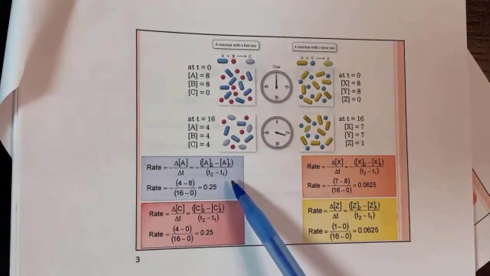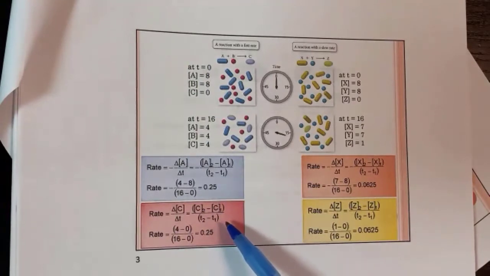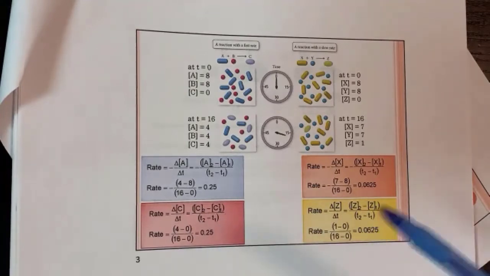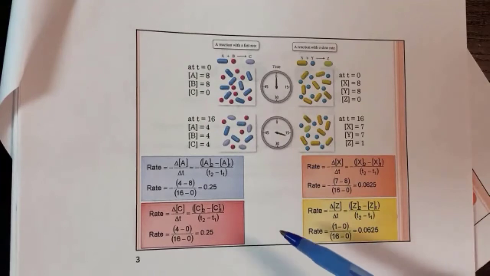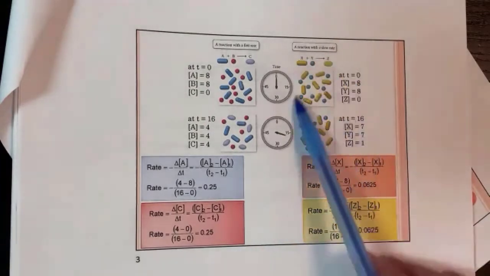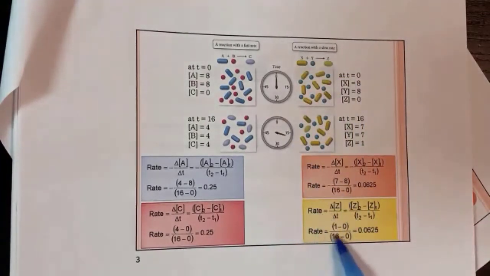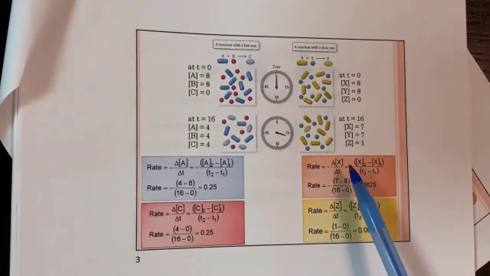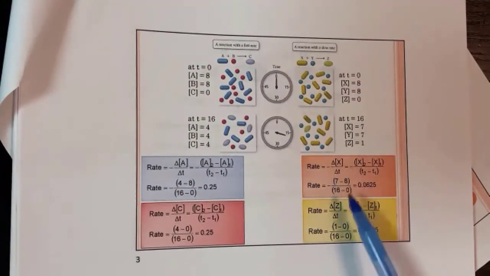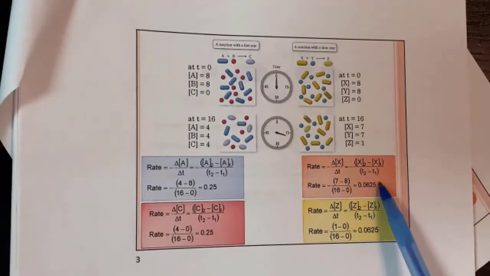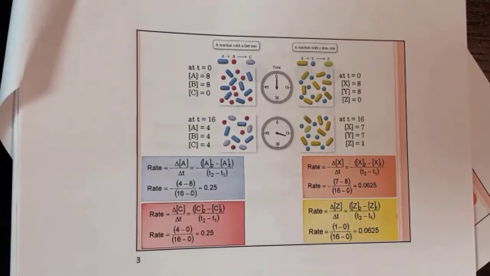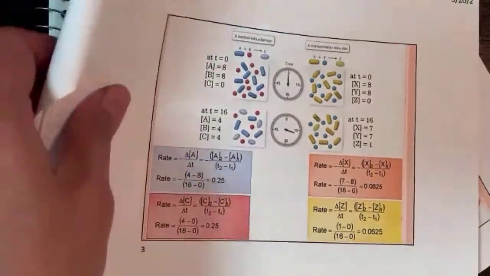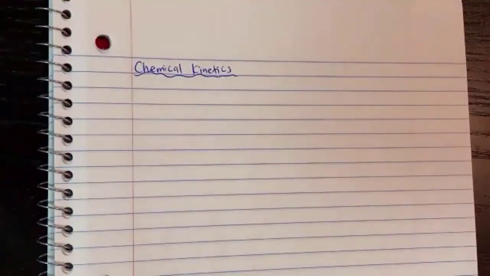So basically they're showing you that you can use any reactant or any product to calculate the rate of the reaction, as long as you remember the reactant has a negative sign in front of it. They show you another example here, which is just a slower reaction, but they use X, which is a reactant, and then they use Z, which is a product, and they end up with the same value for that reaction.